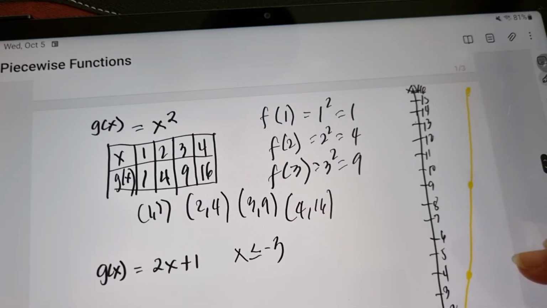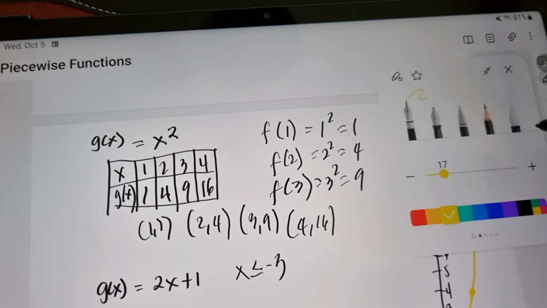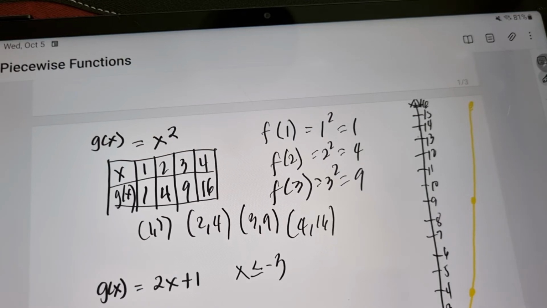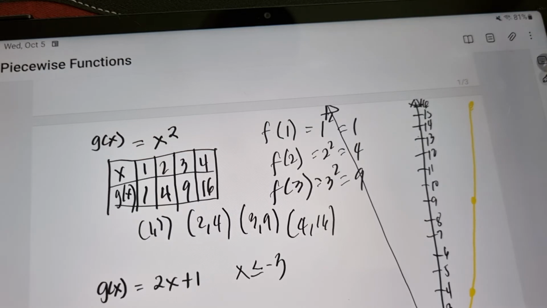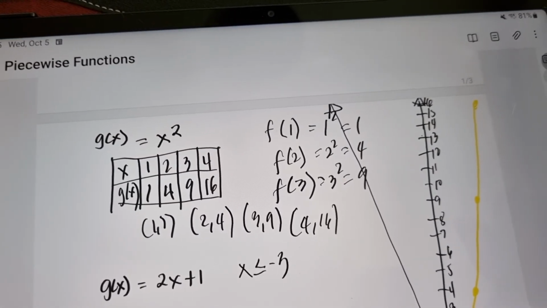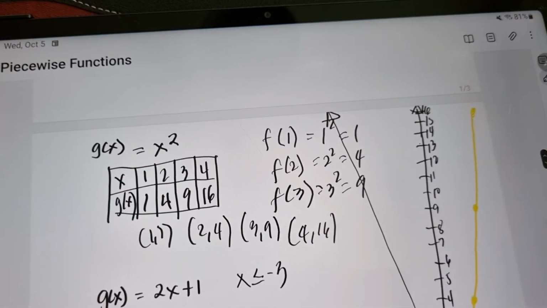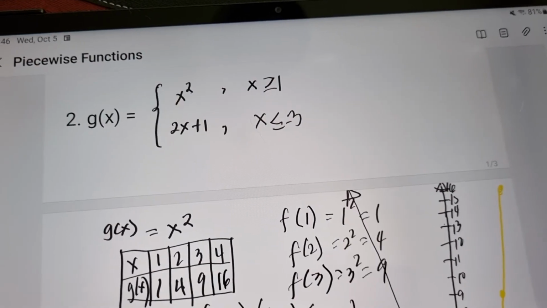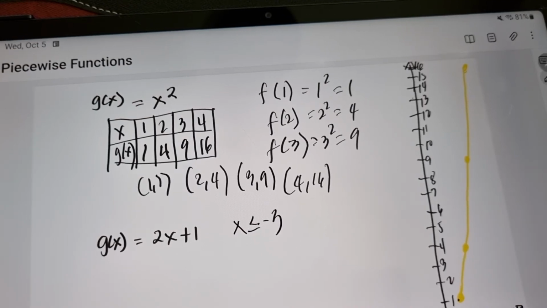Okay, tingnan nyo ha, di ba ang graph ng quadratic function ay parabola? So, dapat pag itutuloy natin yan, kung siya ay parabola, dapat dadaan yan dito. Ayan, ganyan dapat ang graph. Kaso hindi natin kailangan yung part na yan kasi ang restriction natin is greater than or equal to 1. So, tatanggalin natin yun. Okay? So, yan lang ang graph na kailangan natin.